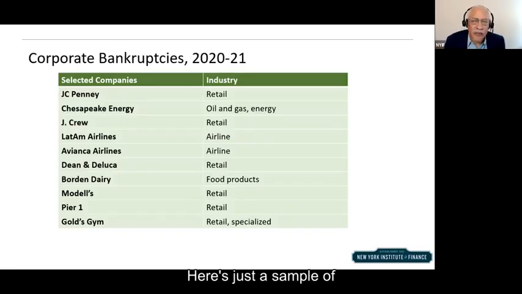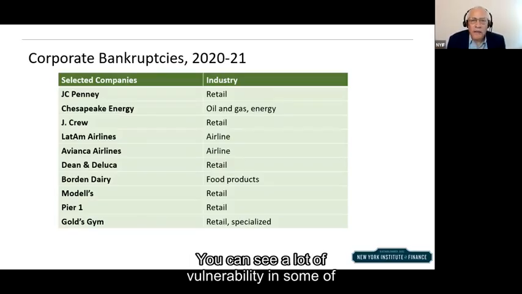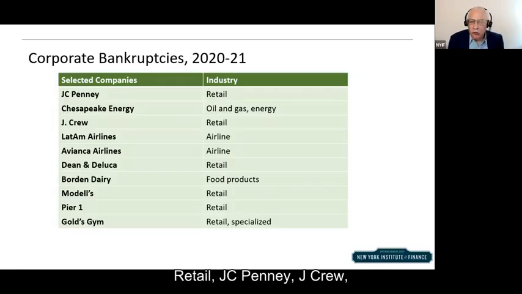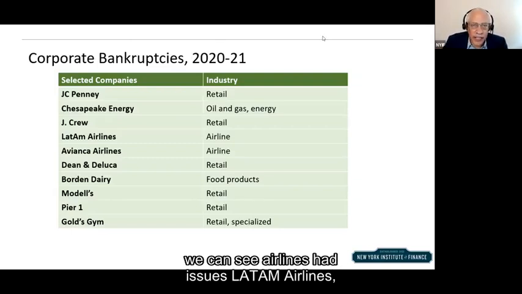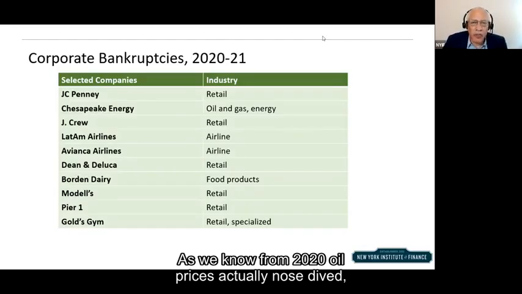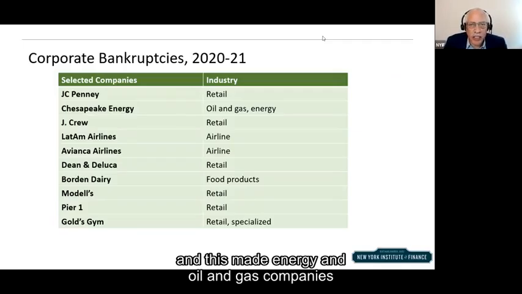Here's just a sample of US companies that filed for bankruptcy in 2020. And then you can see the industries into which they're mapped. You can see a lot of vulnerability in some of the consumer products and retail industry: JC Penney, J. Crew, Modell's, Pier 1, Gold's Gym. In terms of global, we can see airlines have had issues, LATAM Airlines, Avianca Airlines as well. As we know from 2020, oil prices nosedived, especially in the mid portion of 2020, and this made energy and oil and gas companies quite vulnerable during this period.